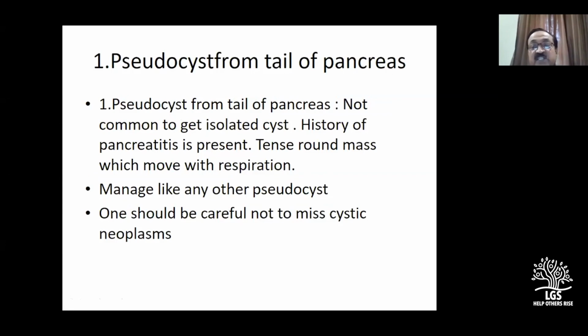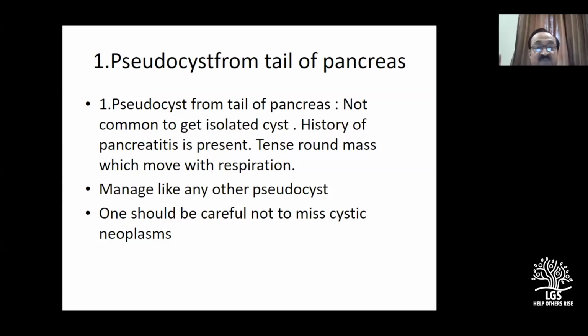So if you are suspecting, how do you suspect a mass arising from the tail of the pancreas? Number one, anatomical location, it is in the left hypochondrium. Number two, it moves with respiration. Number three, it has a smooth surface and round borders. Finger insinuation may be possible, so that you know that it is not spleen.